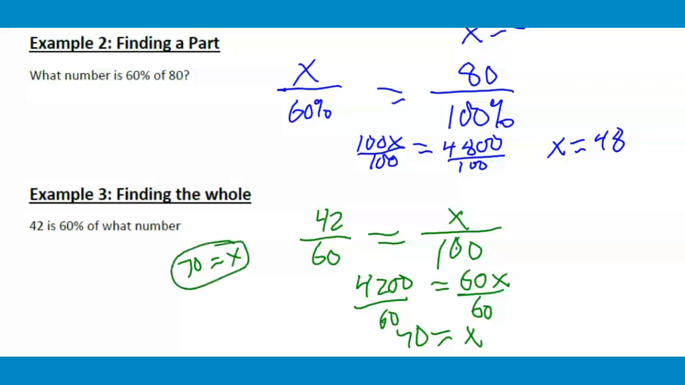All right, so two ways of doing it. We can do part over whole or part over part. Part over part might be easier as we get into some of the more complicated problems. But there you have it. Two ways of doing percent proportions to figure out percents, parts, and wholes.